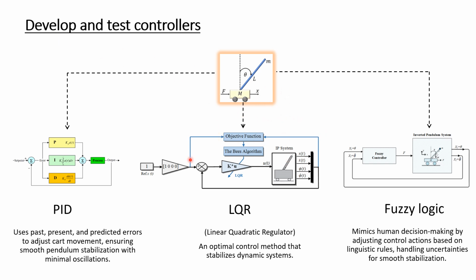So I am testing three controllers to see which works best. The first one is PID, simple but effective, which adjusts movements based on the past, present and future errors. LQR calculates the best way to move the cart and keep the pendulum balanced using mathematical equations. Fuzzy logic works more like human decision making to handle uncertainty. Each controller has its own strength, so I am comparing them side by side to determine which performs best.